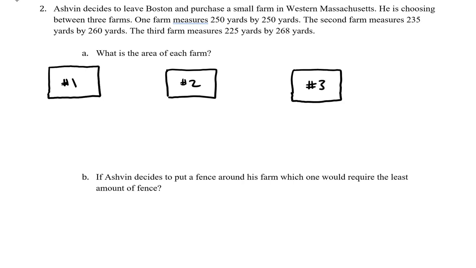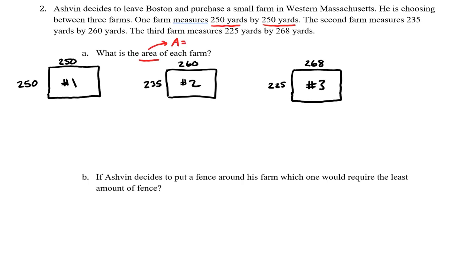Okay, the first one measures 250 by 250. So that first number, you just call it the length, and the second number the width. It doesn't really matter which one you call which, but they can't be opposite of each other. So 250 by 250. The second yard, or the second farm, 235 by 260, and the third one 225 by 268. Now we're looking for the area, so make sure you're using the right formula for area.